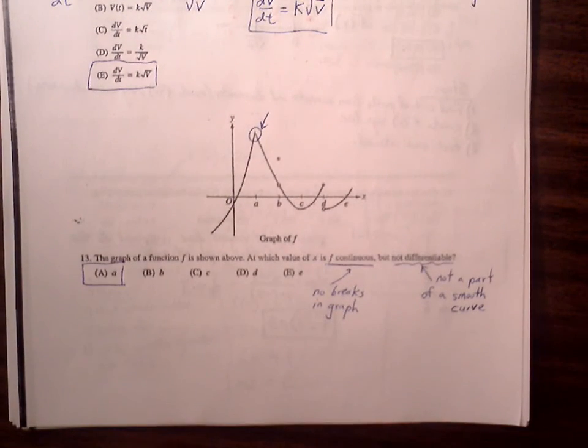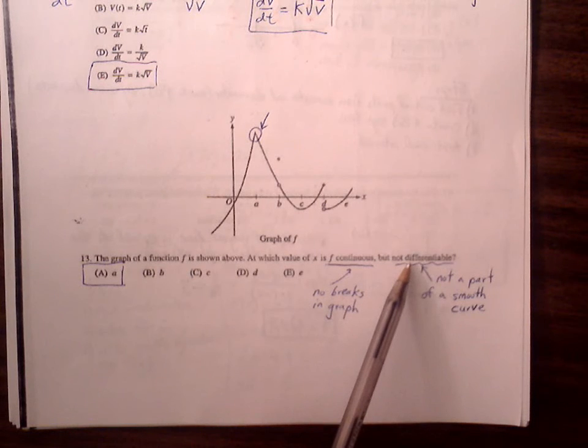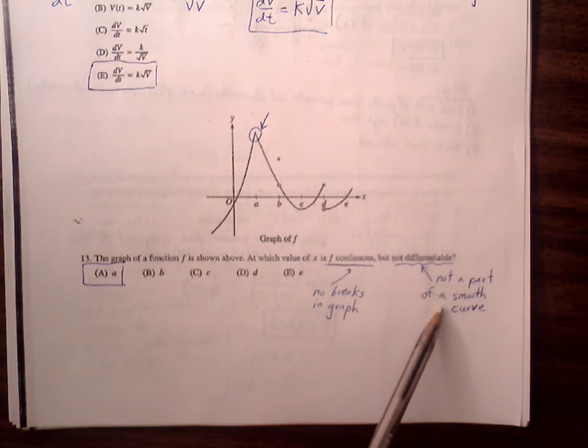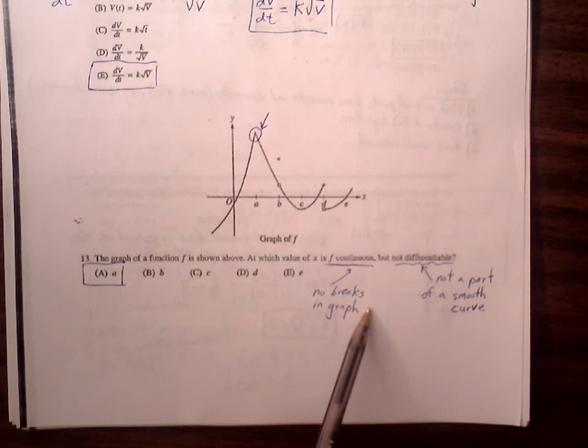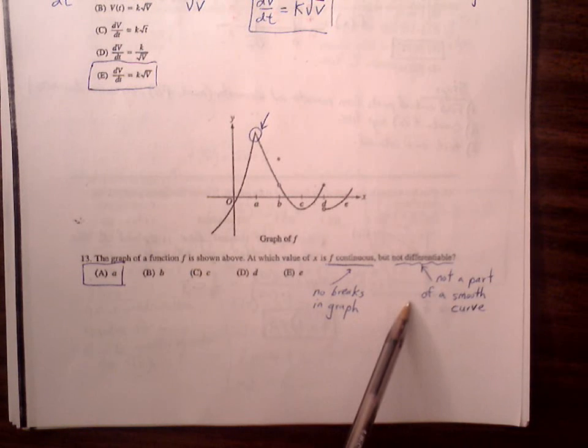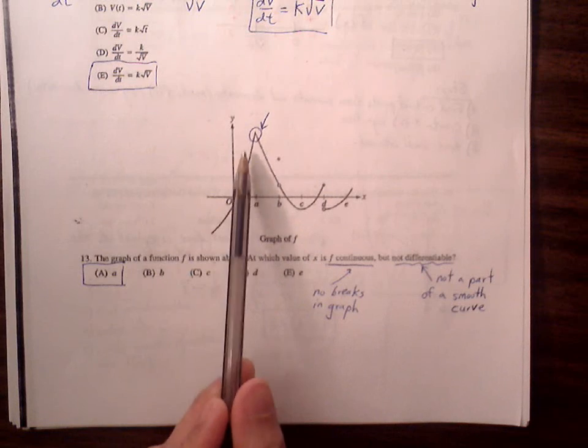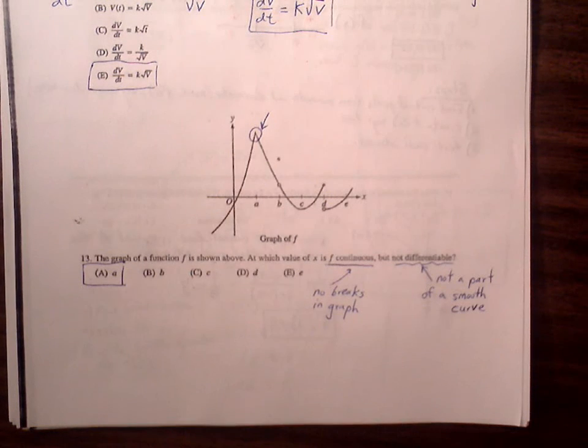Okay, number 13. The graph of the function is shown. At which of the following is the graph continuous but not differentiable? So continuous means no breaks in the graph, so no holes, no jumps, but not differentiable means that it's not part of a smooth curve. There's a sharp turn. So the only point that fulfills both those conditions is this point when x is equal to a.